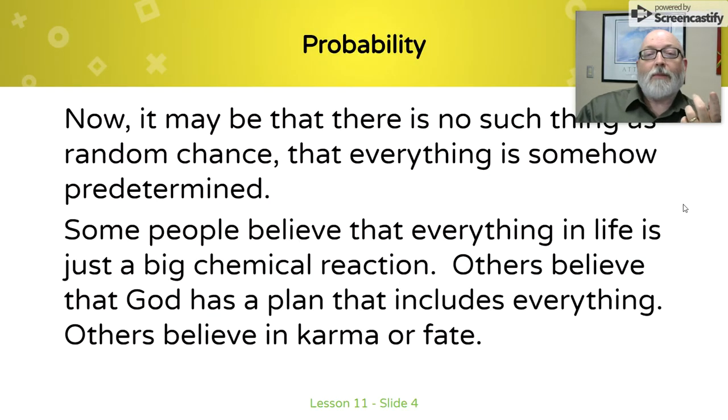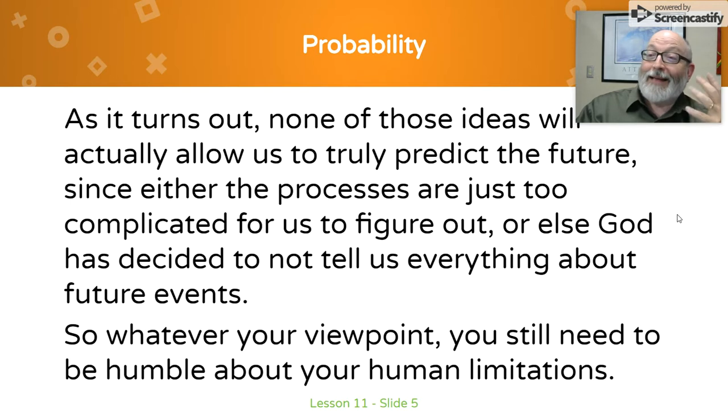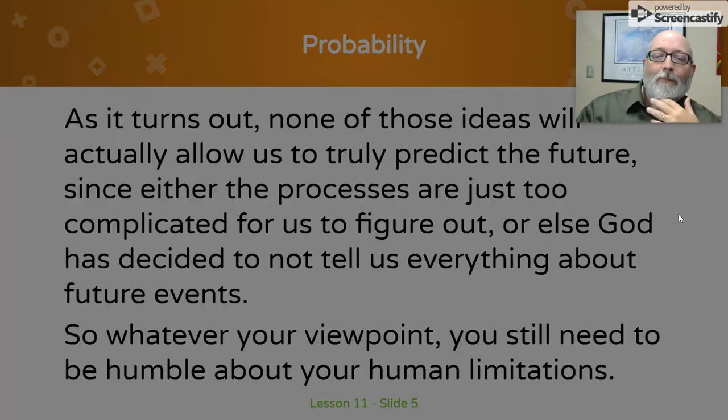Now, it may be there's no such thing as random chance, that everything is somehow predetermined. Some people believe everything in life is just a big chemical reaction. Others believe that God has a plan that includes everything. Others believe in karma or fate. As it turns out, none of these ideas will actually allow us to truly predict the future, since either processes are just too complicated for us to figure out, or else God has decided to not tell us everything about future events. So whatever your viewpoint, you still need to be humble about your human limitations.